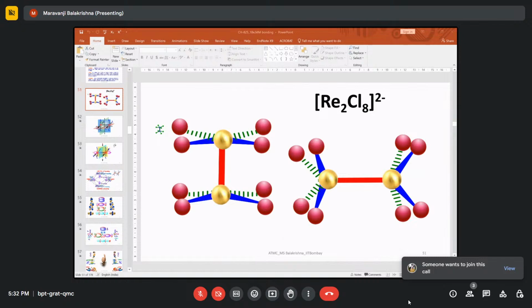So in this context, what happens? Dz square cannot participate in pi or delta bonding. This is the sigma bond, this is one pi bond, this is another pi bond. Now dxy is left. It will overlap in this fashion, sideways, something like this. So this is the delta bond. This is sigma, this is one pi, this is another pi, and this is delta here. This is how the orientation is. It depends on how the molecules are oriented.